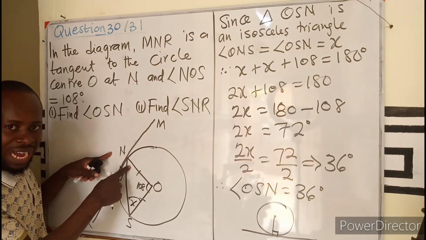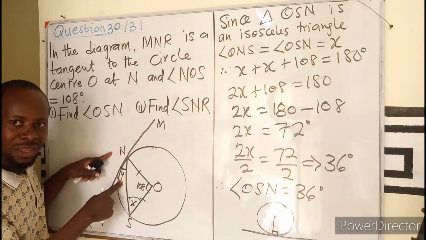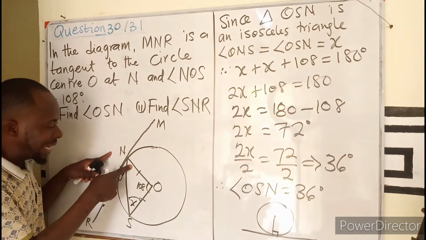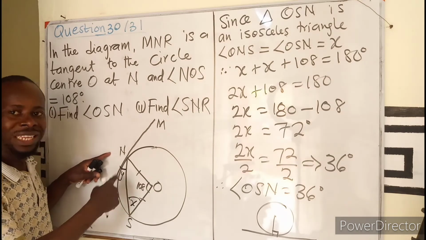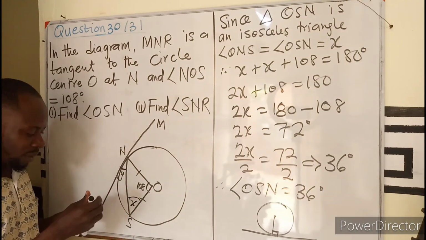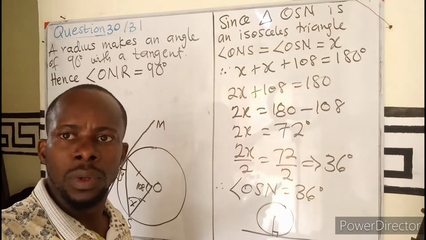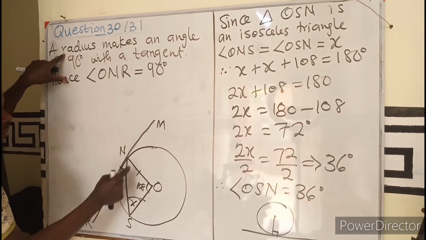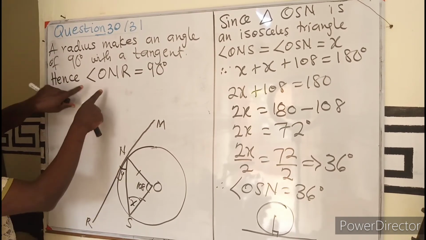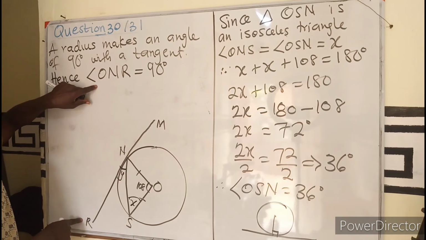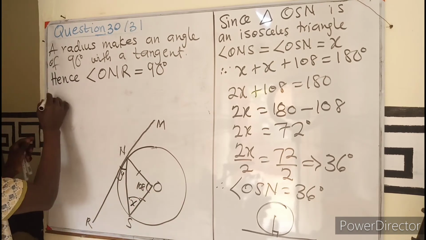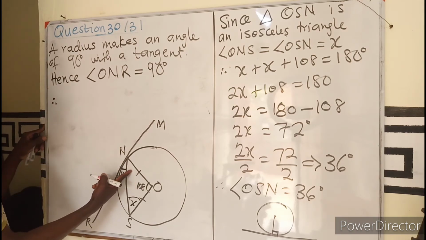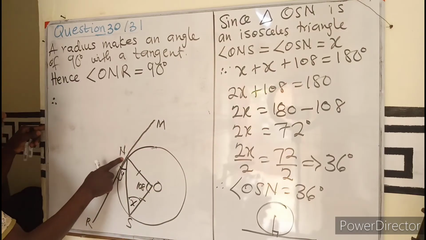ONR, meaning the angle we found, x, plus the y, is supposed to give us what? 90 degrees. Do we get that part? So I am going to add that angle plus y in order to get 90. Alright, so to take that out of the equation, that a radius makes an angle of 90 with a tangent, then the angle ONR is supposed to be what? 90 degrees.